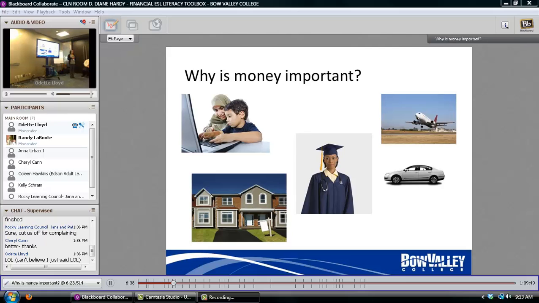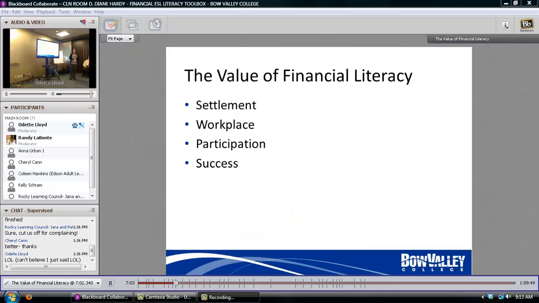Within the context of the toolbox, we worked a lot with immigrants. That was a group that informed this toolbox. However, because we have such a broad range of learners, we connected with our learners across our different program areas and asked them, why is money important? What kinds of things do you feel that you need to know in the Canadian context? And what they said to us is that really what it came down to is the value of financial literacy related to settlement, workplace, participation, and success.